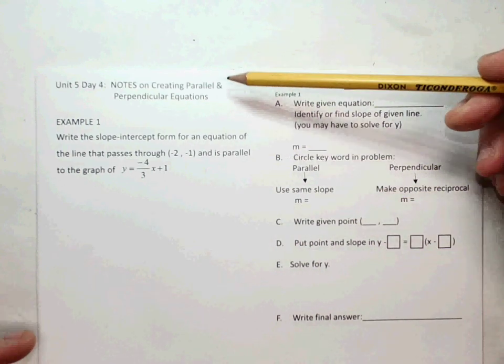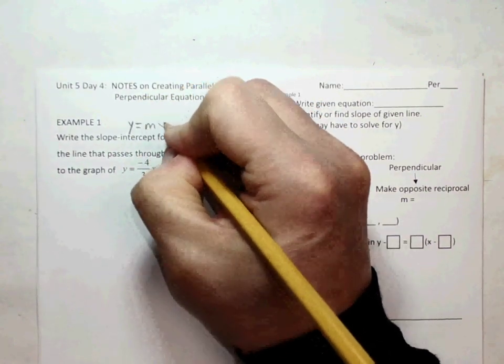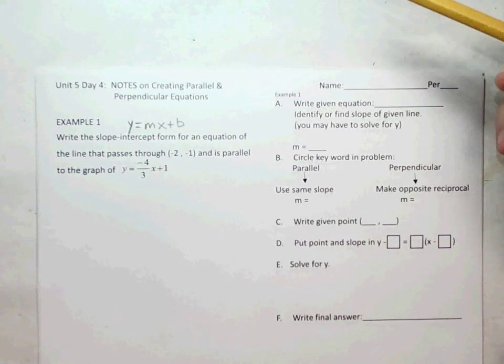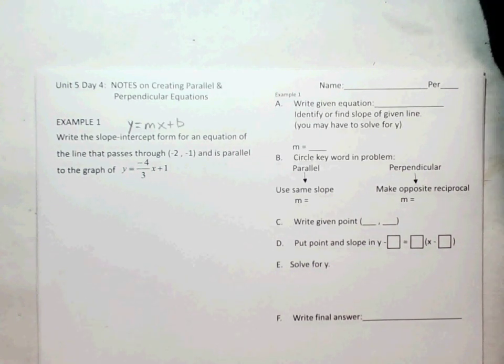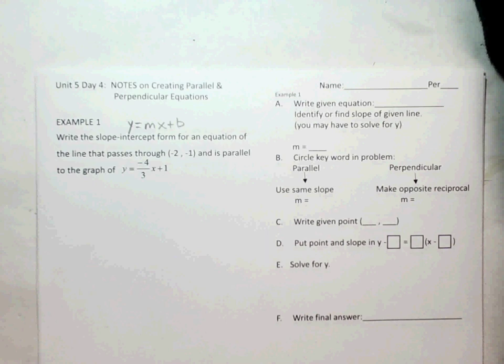Example number 1, it says write the slope-intercept form. Slope-intercept form is y equals mx plus b for an equation of the line that passes through -2, -1, and is parallel to the graph of y equals -4/3 x plus 1. All right. So to your right, I have a flow chart of things that you need to do. Once you get that down, you can do the problems efficiently and quickly.